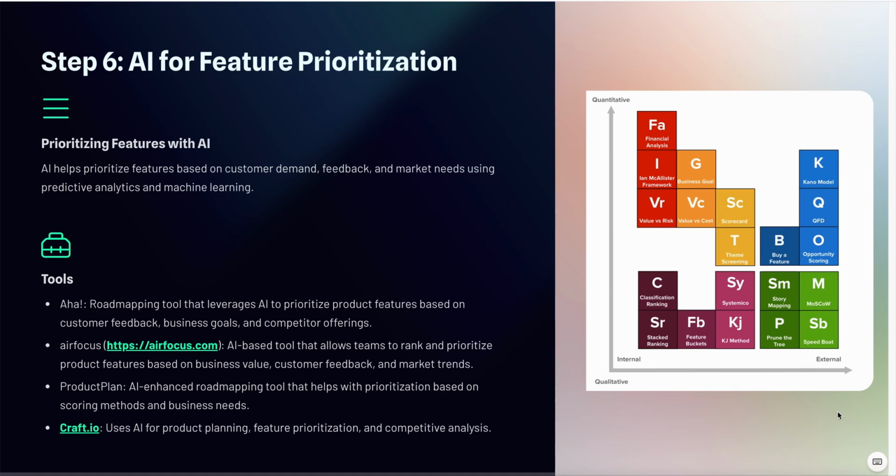Feature prioritization is another way in which AI can be used to help you create your product. AHA is a road mapping tool that leverages AI to prioritize product features. AirFocus is another AI-based tool for the same purpose, as well as Product Plan and Craft.io. Obviously, these tools are a bit more useful when you're talking about a larger scale, when you have to try to figure out how to optimize resources, feature requests, etc. Maybe not as useful for smaller teams, but it's still good to know about them, whether you are part of a small or a big company.